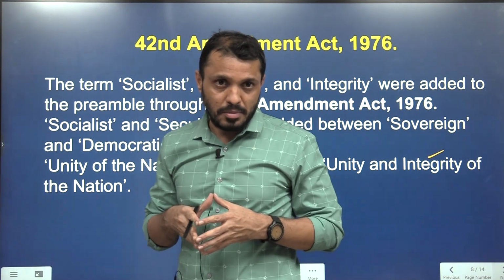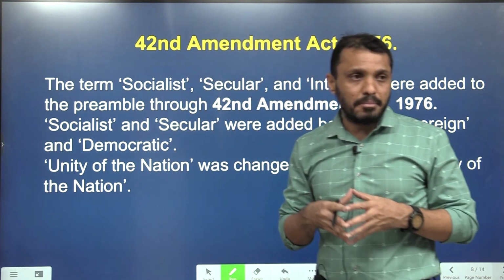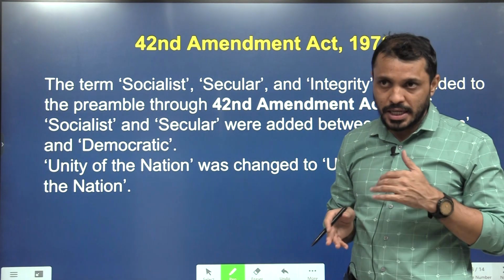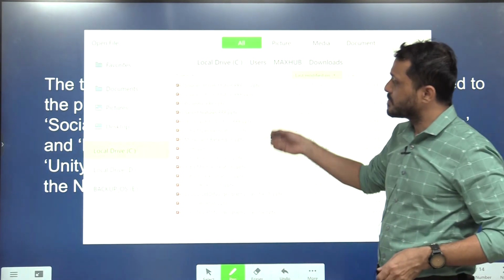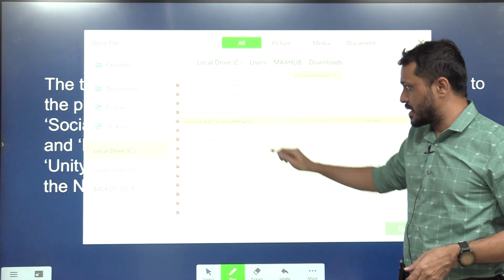This also you have to remember. So this is about the preamble overview. That's it, you can finish off. Next, source of Constitution we can keep it for later.